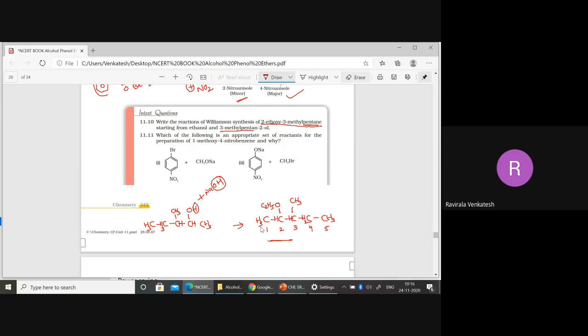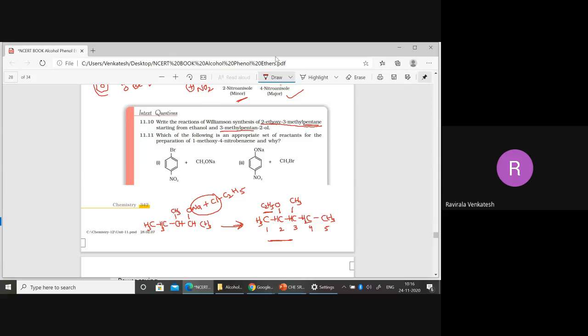Anybody? What do we get here in this case? From 3-methylpentane-2-ol, we actually get the sodium alkoxide. Correct or not? Now, next, how to get this product? Very simple. What is the difference between these two? This C2H5 is not there. So what am I taking here? Chlorine, C2H5Cl. Now NaCl is removed, and now you got this product.